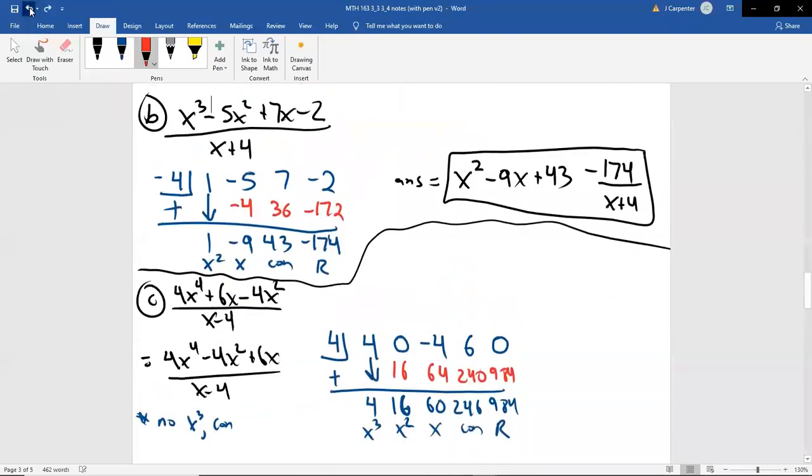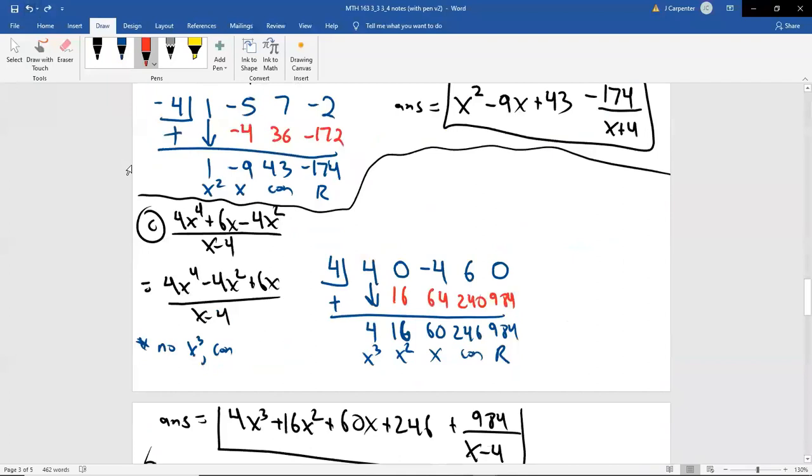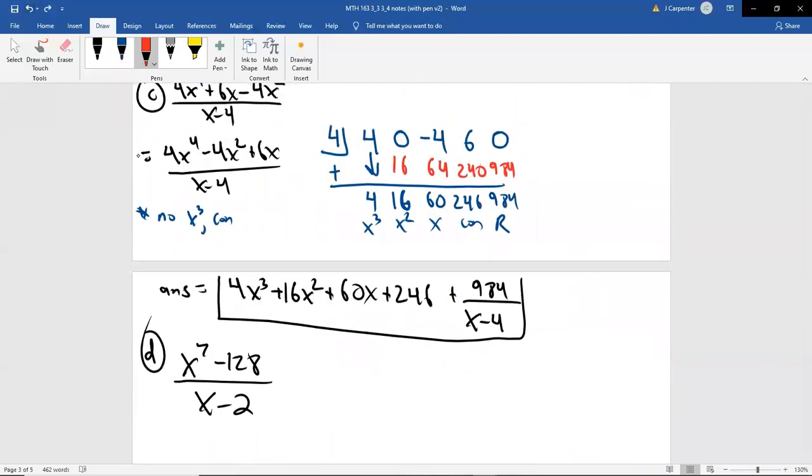So let me go back and let's just do this wrong. So 4, and then let's go 4, negative 4, 6. I'm just going to say I forgot the zeros. I put everything in the right order, but I forgot my zeros. So you bring the 4 down. 4 times 4 is 16. You add, you get 12. 12 times 4 is 48. And you add, and you get 54.